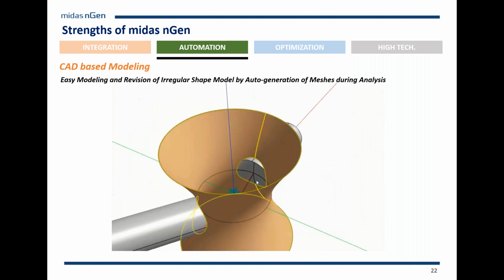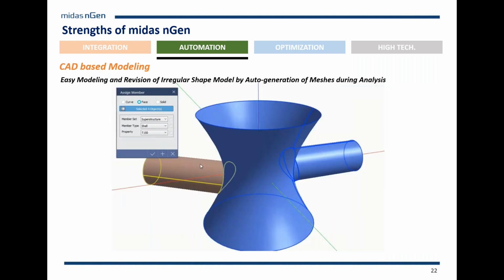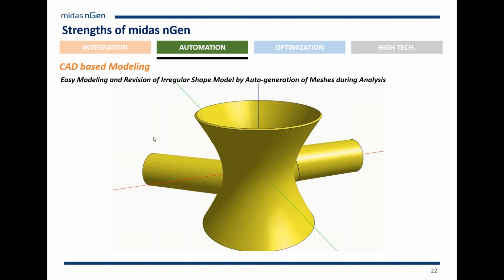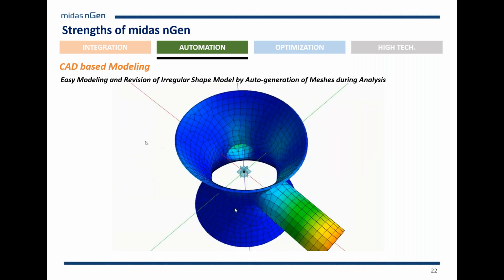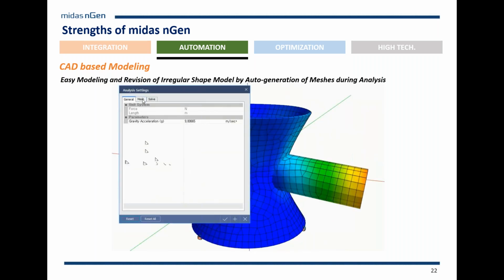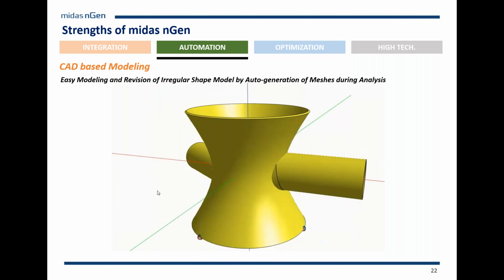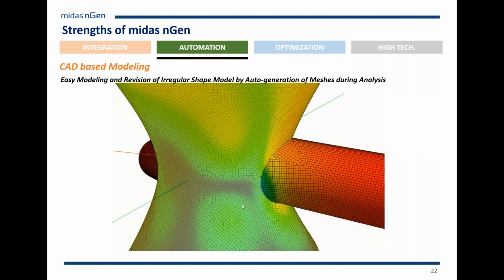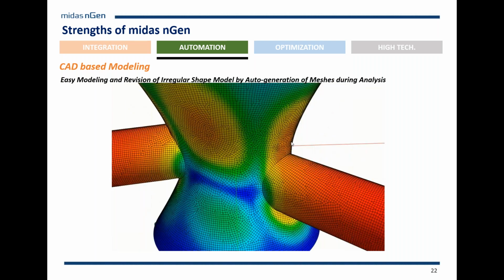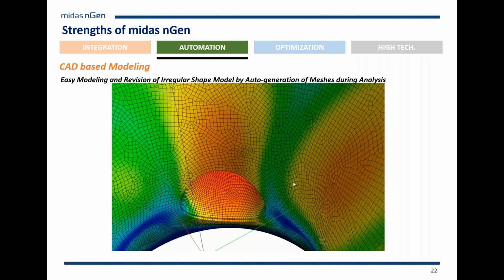We have sweeping feature. Plus, when it comes to meshing, the program can do auto mesh. If you want to reduce the mesh size, you don't need to delete anything. Just change the mesh size and the mesh is modified. So that gives us more accurate results.